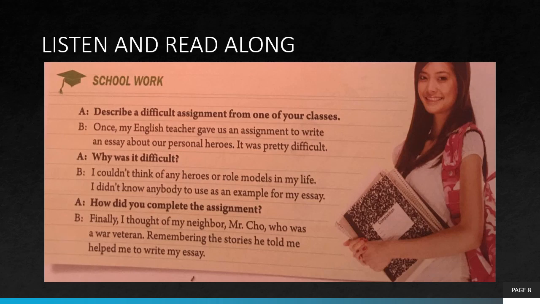Okay, let us find schoolwork words in this conversation. Assignment. Assignment is mentioned again. Okay, essay is also schoolwork, right? Essay is mentioned again. Can you find persons or people here? Teacher, heroes, heroes again, role models. Neighbor, that is a person. War veteran is a person as well. Okay, now you have seen three dialogues, conversations about education. All right, let's move on.